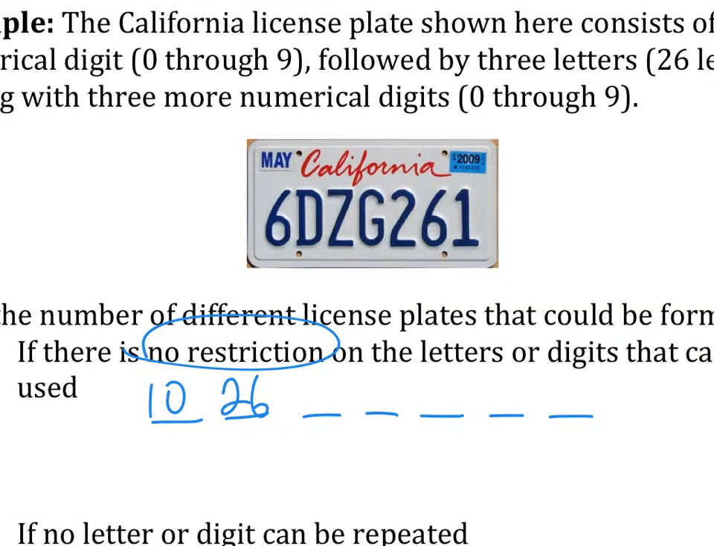So this is why we had to pay attention to the previous stage. There is no restriction, so 26 again. After that, we have another letter, so 26. And then after that are 3 more digits, and since there are no restrictions, we can repeat. And then what happens is, this is the multiplication principle of counting. You multiply them all together.